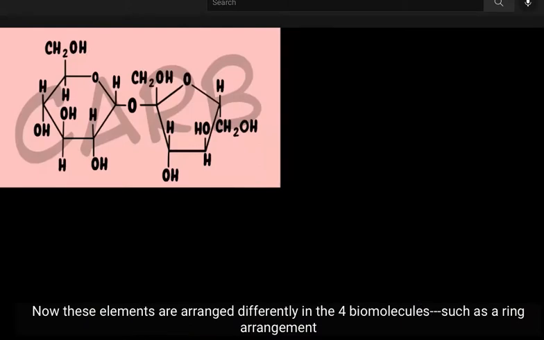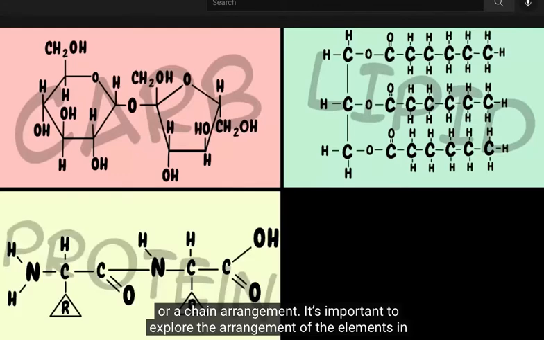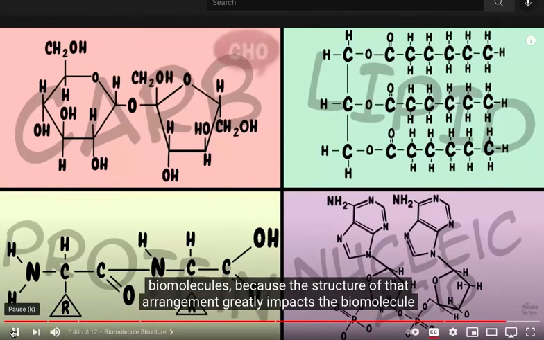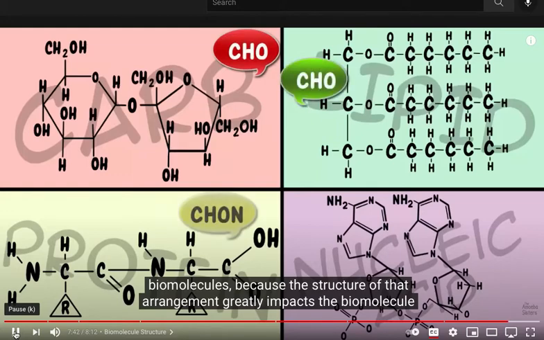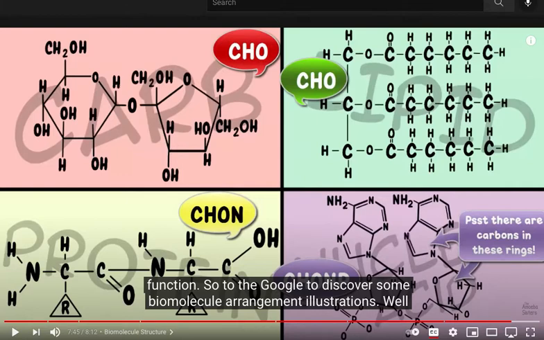Now, these elements are arranged differently in the 4 biomolecules. It's important to explore the arrangement of the elements in biomolecules because the structure of that arrangement greatly impacts the biomolecule function. And you can see these structures in the graphic organizer as well. Notice again that your carbohydrates have rings, your lipids are in chains, okay?